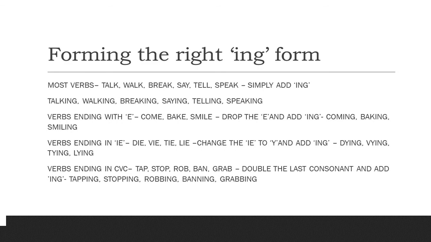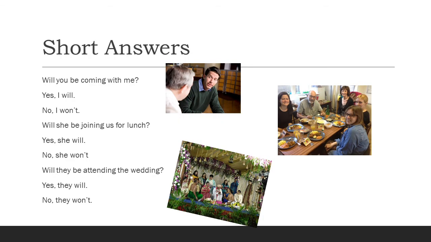For example, tapping, tap, T-A-P, then you double the consonant, which means you add another P, T-A-P-P, then you say I-N-G. If you don't add the second P, it might sound like taping, okay, like stopping, probing. So for that reason, you want to double the consonant to keep the pronunciation intact. Okay, so I hope that is clear so far.